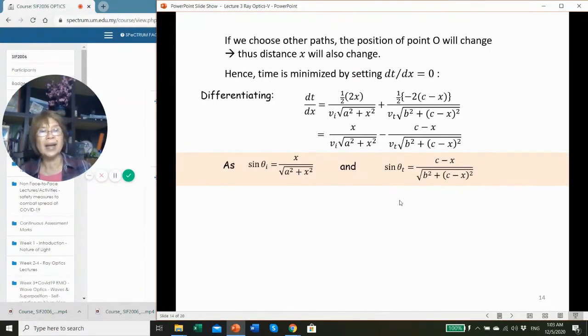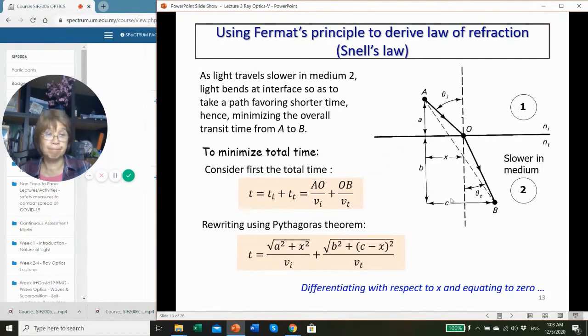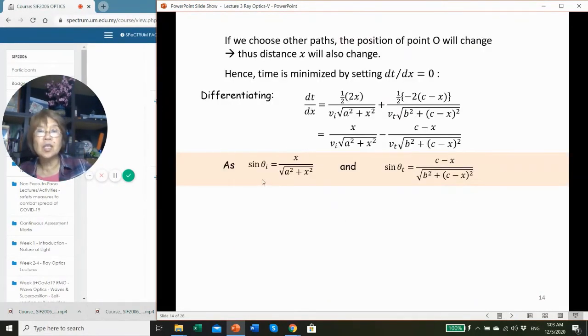Now if you look back at the diagram, sine of this angle would be x over the hypotenuse. Sine of this angle would be c minus x over OB. So sine theta i is x over the root of a squared plus x squared, and sine theta t is c minus x over the hypotenuse, which was written by this expression.